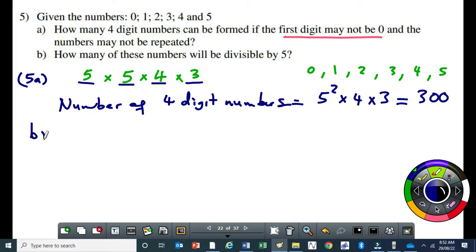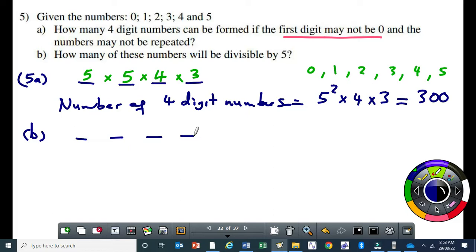Then B now. It says how many of these numbers will be divisible by 5? Now, first thing, if a number is going to be divided by 5, which digits are supposed to be at the end? 5 and 0. My question is, when they ask how many of these numbers will be divisible, are we talking about the 300 that we got from the previous answer? This 300 here, that's the total number of 4-digit numbers. This will be our NS.